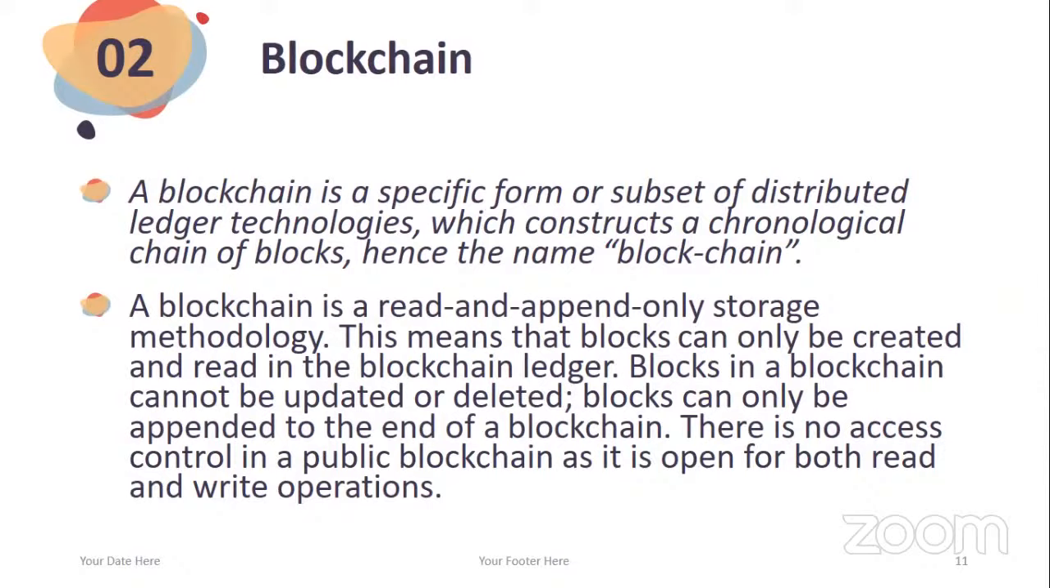So there's no access control in a public blockchain. What this means is that it is a permissionless scheme, so anybody can contribute to a blockchain network. Anybody can join a blockchain network. Anybody can send transactions in a blockchain network. It's a trustless society, so there are protocols put in place to verify transactions.